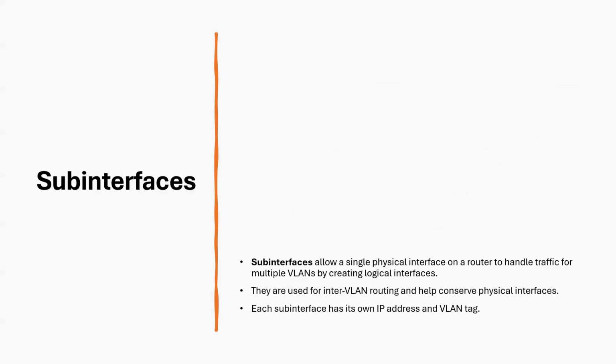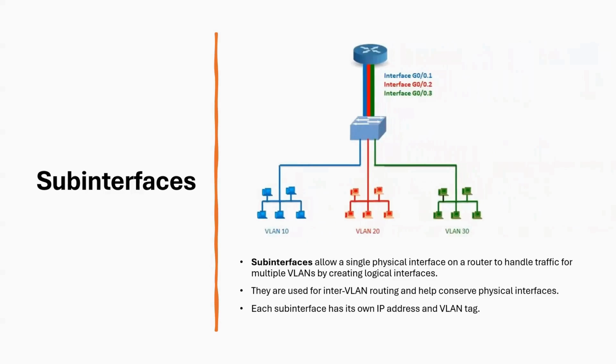Finally, let's discuss sub-interfaces. These allow you to use a single physical interface to handle traffic for multiple VLANs by creating logical interfaces on the router. This is especially useful for inter-VLAN routing, where devices in different VLANs need to communicate with each other. Each sub-interface is assigned its own IP address and VLAN tag, making it easy to manage multiple VLANs on a single physical connection.